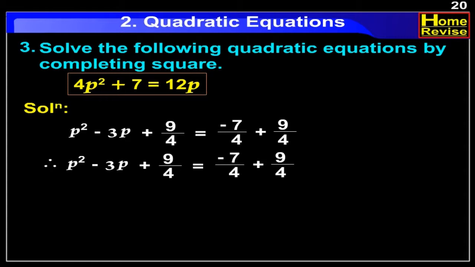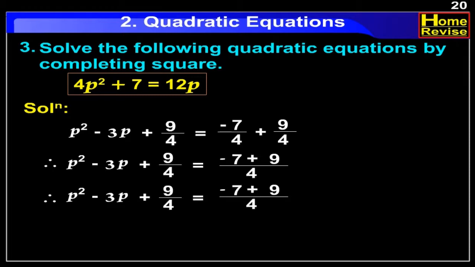Therefore, p square minus 3p plus 9 upon 4 is equal to, taking 4 as a common denominator on the right hand side, we have minus 7 plus 9 upon 4. Therefore, p square minus 3p plus 9 upon 4 is equal to 2 upon 4. Therefore, p square minus 3p plus 9 upon 4 is equal to 1 upon 2.